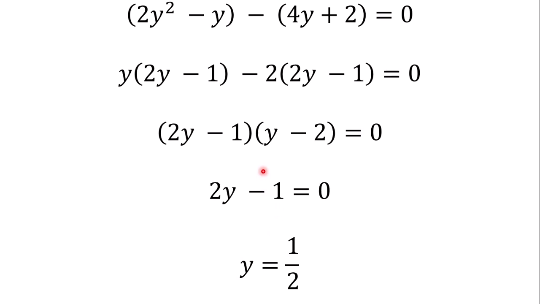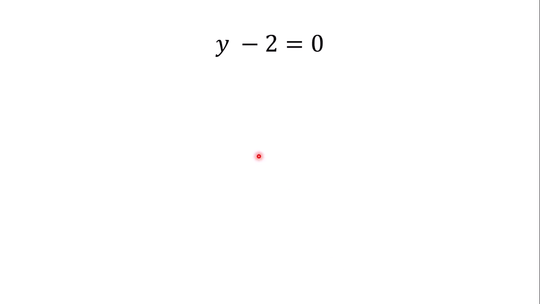Good. Now let's equate this other one to 0 and see what we're going to get. y minus 2 is equal to 0. So what is the value of y? That is y is equal to 2. So the values of y from the equation we generated from the original one are 1 over 2 and 2.